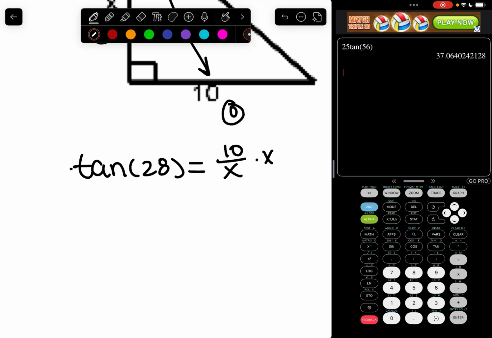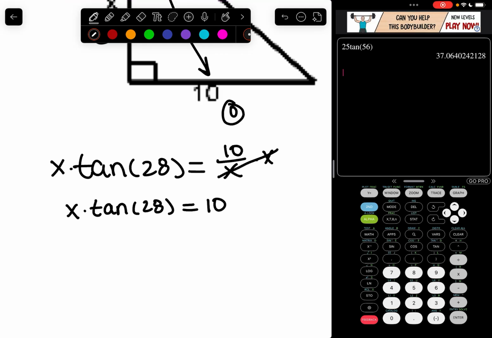So I'm going to start by multiplying both sides by x. You can't multiply by the numerator. It doesn't do anything for you. The only way to get rid of the fraction is to multiply by the denominator, even if that means moving your x. So right now I've got x times the tangent of 28 equals 10. But now I got to get x by itself.